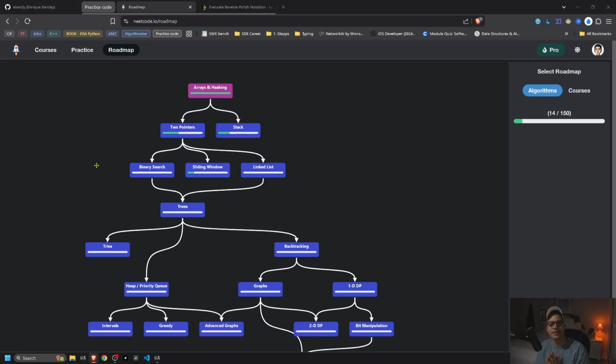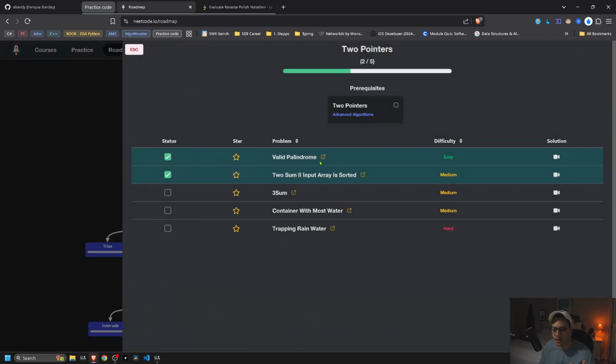Today we're doing day 27. We are almost a month into these videos and I think we have an interesting problem today. We can choose between either two pointers or stack. I say let's go with stack because we have two problems here.